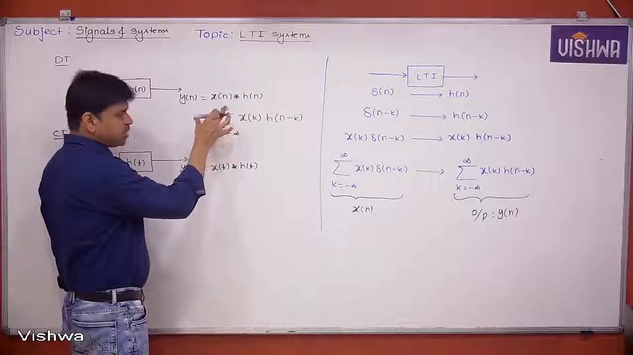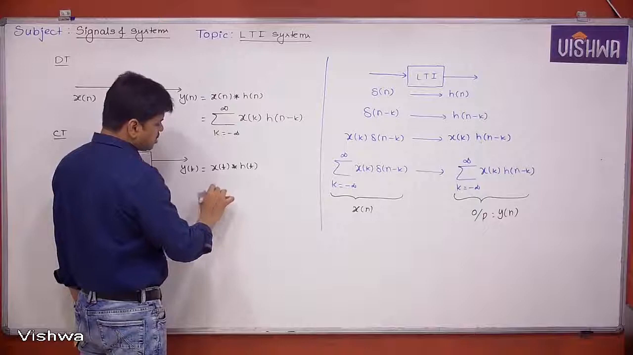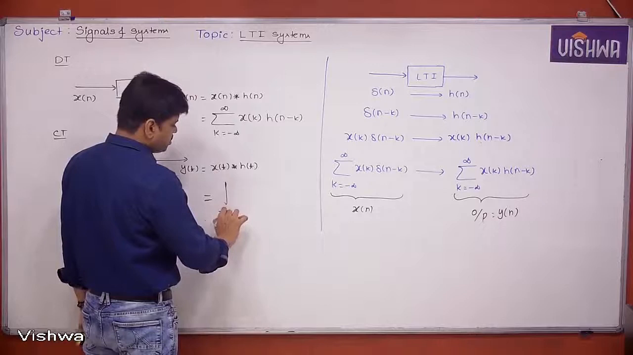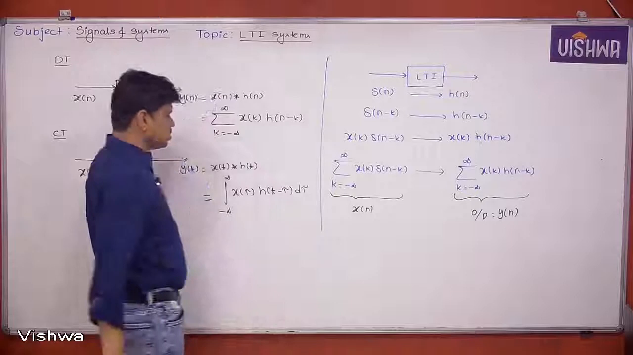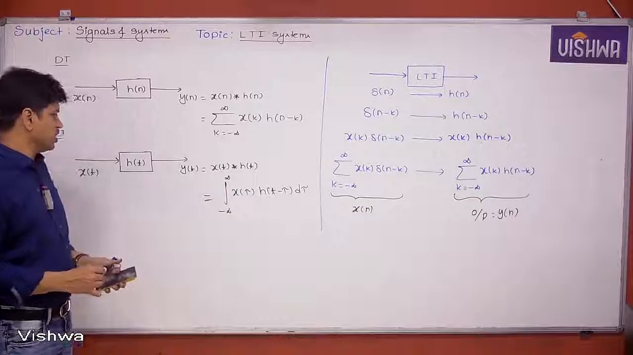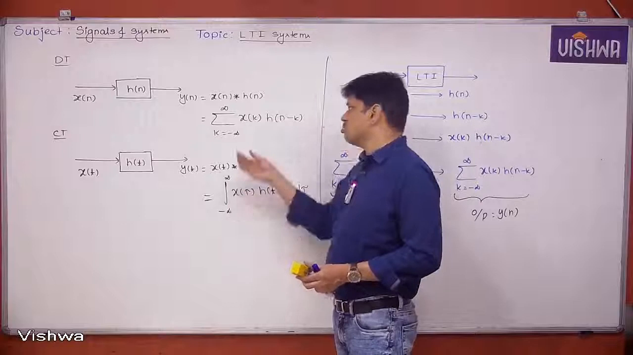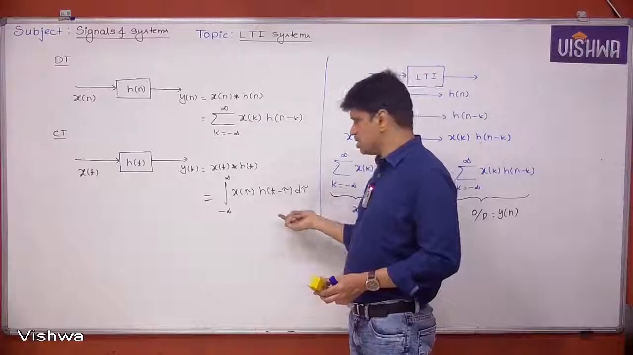In the discrete time case, it is a summation; in the continuous time case, it is going to be integration from minus infinity to infinity, x of the dummy variable, that is x of tau, h of t minus tau d tau. So this is the convolution integral, and that is the convolution summation. Take it, I haven't done any proof here, because it is simply an analogy we have taken. From that analogy I have written this formula.